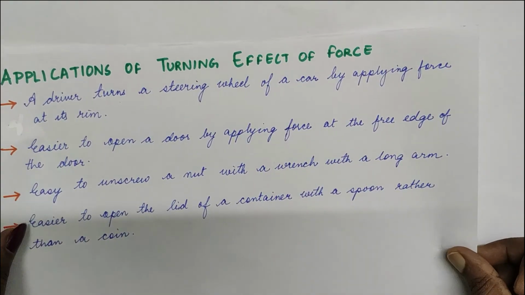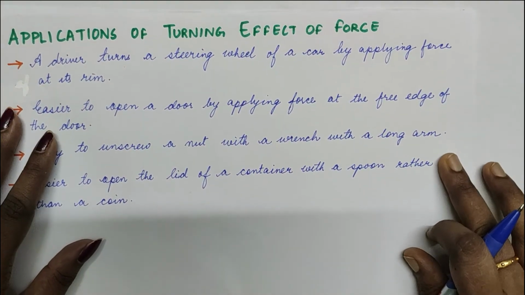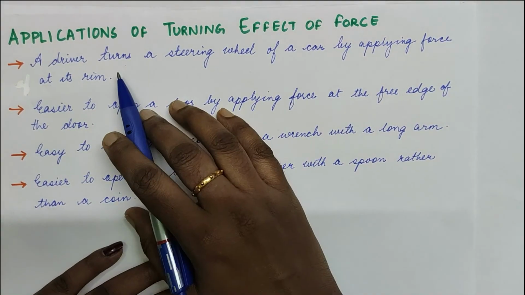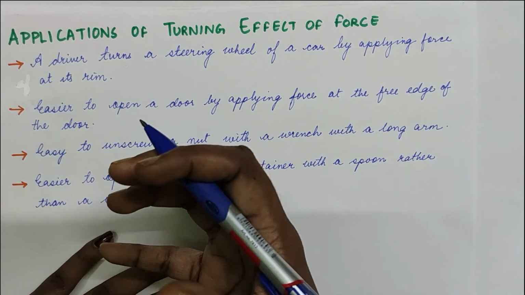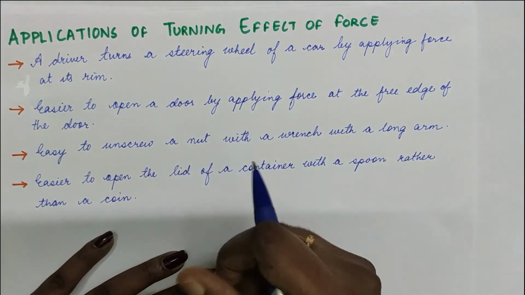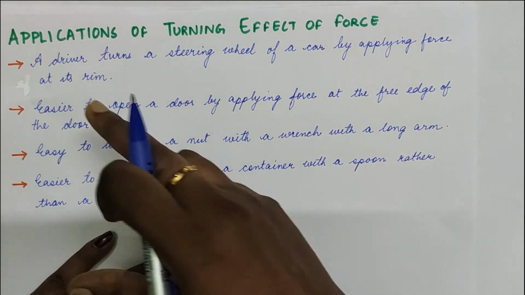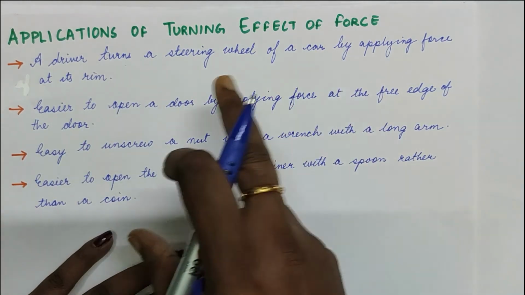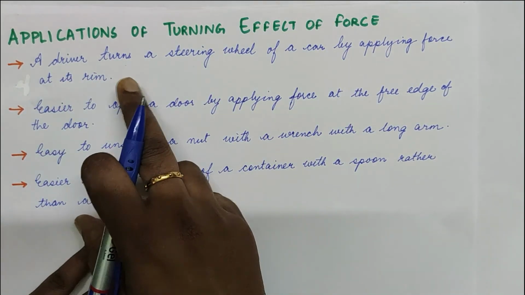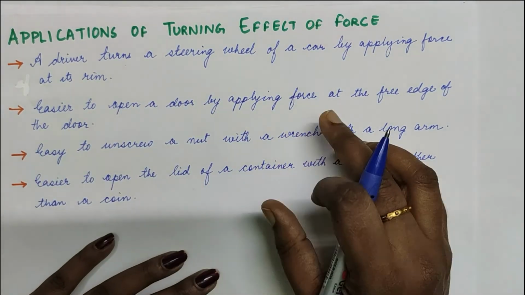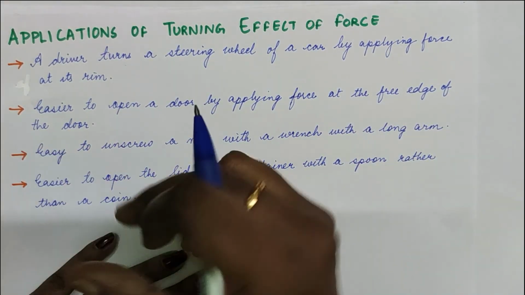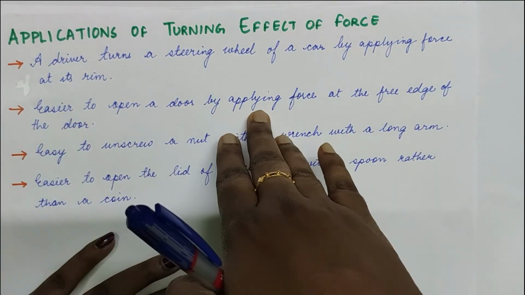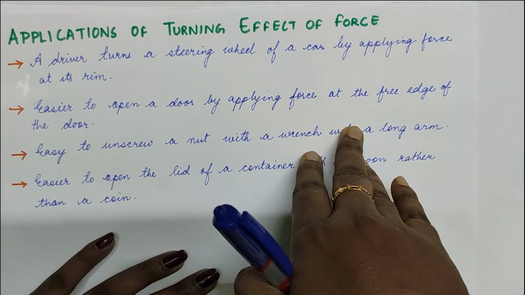Our next topic is: what are the effects of these forces? How does this apply, or what is the use? As I told you, it helps a person to drive a car. When we move the steering by applying force at its rim, the car moves. So the driver turns the steering wheel of a car by applying force at its rim. It is easier to open a bottle by applying force at the free edge or by using a spoon. It is easier to open a door by applying force at the free edge of the door.